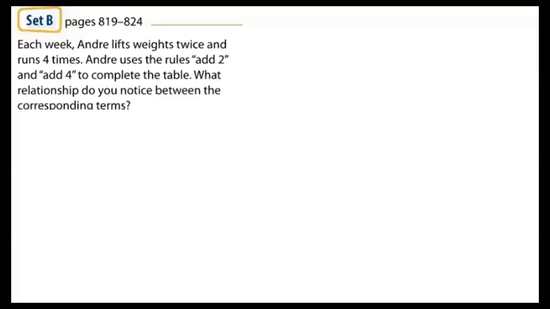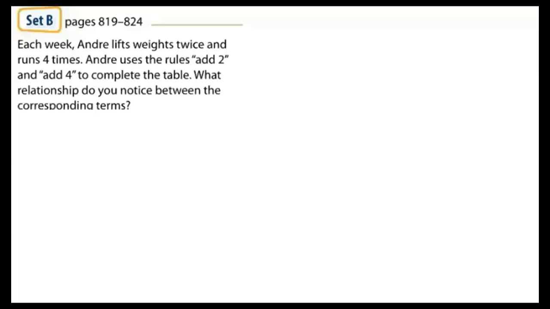Listen. Each week, Andre lifts weights 2 times. 2 times here means, yes, to multiply by 2. And runs 4 times. Andre uses the rule of add 2 and add 4 to complete the table here. What relationship do you notice between the corresponding terms?